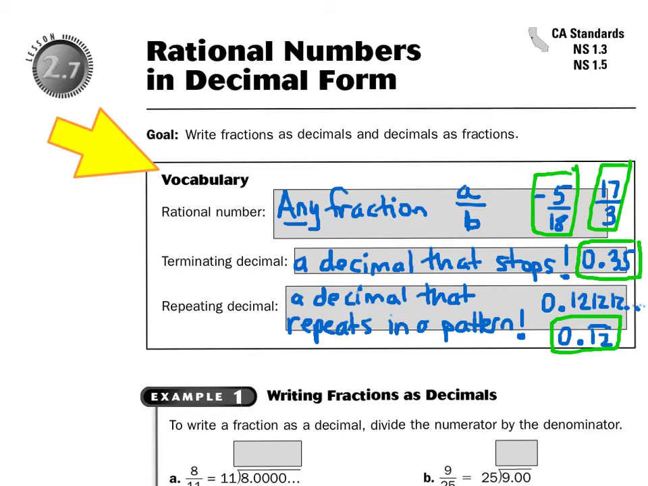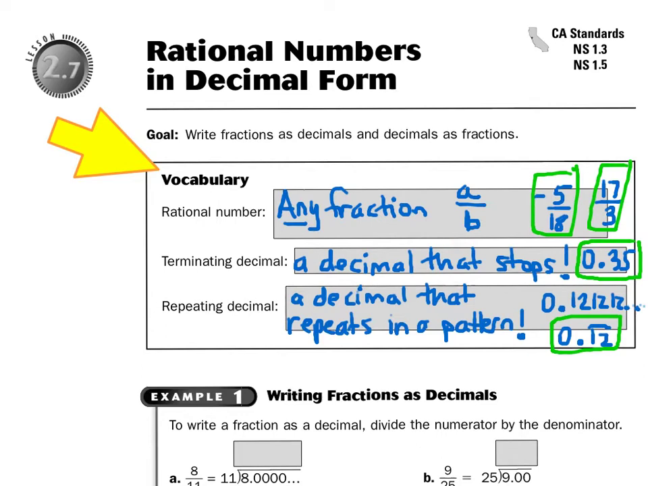Hi you guys, let's talk about rational numbers in decimal form. So here's some vocabulary. The first one is a rational number. Anytime you hear me say rational number, see the first 5 letters, R-A-T-I-O? That means ratio. So it's any fraction, any number over another number.